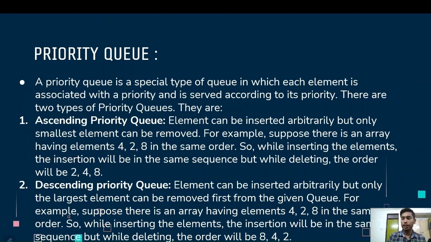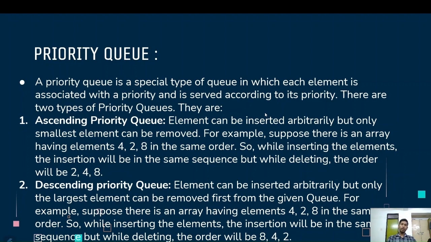Like let's take an example of an array. Like we are going to insert elements 4, 2, 8 in the same order. It will be inserted in the same order, but while deletion, the smallest one, means the 2, will get deleted first, and then 4, then 8. It will go in ascending order.